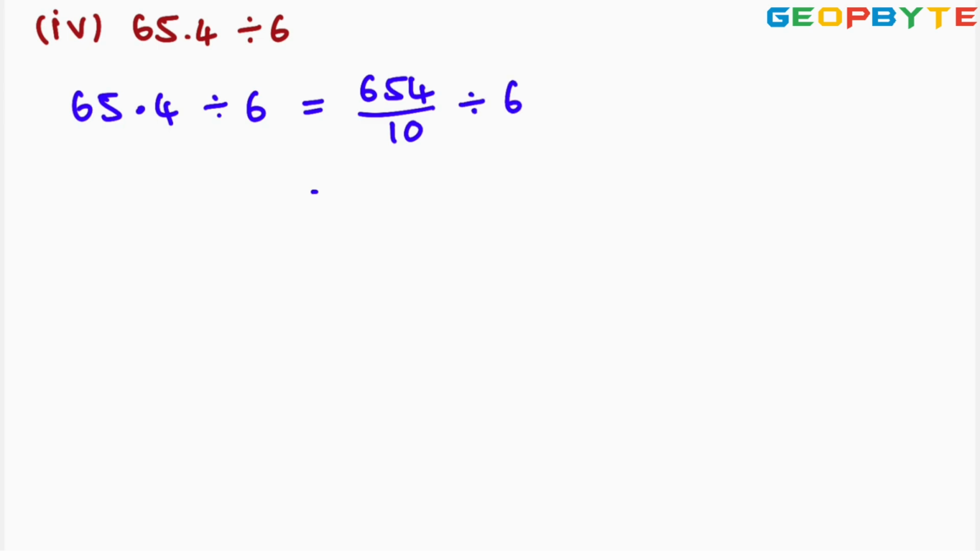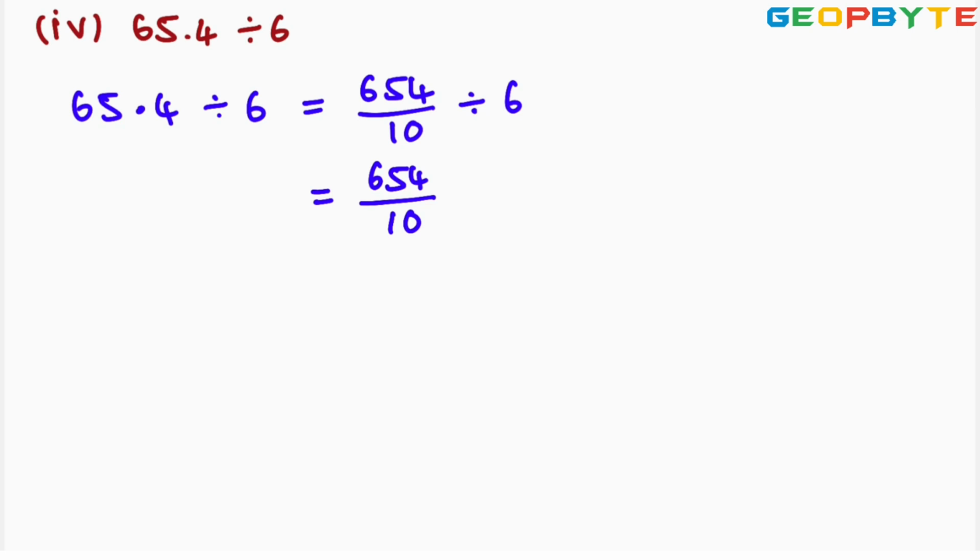Next, 65.4 divided by 6. We have 65.4 divided by 6, which is equal to... in order to remove the decimal point, we need to divide by 10. Why? Because after the decimal point we have only one digit in 65.4. So we get 654 divided by 10 divided by 6, which is equal to... here 654 by 10.